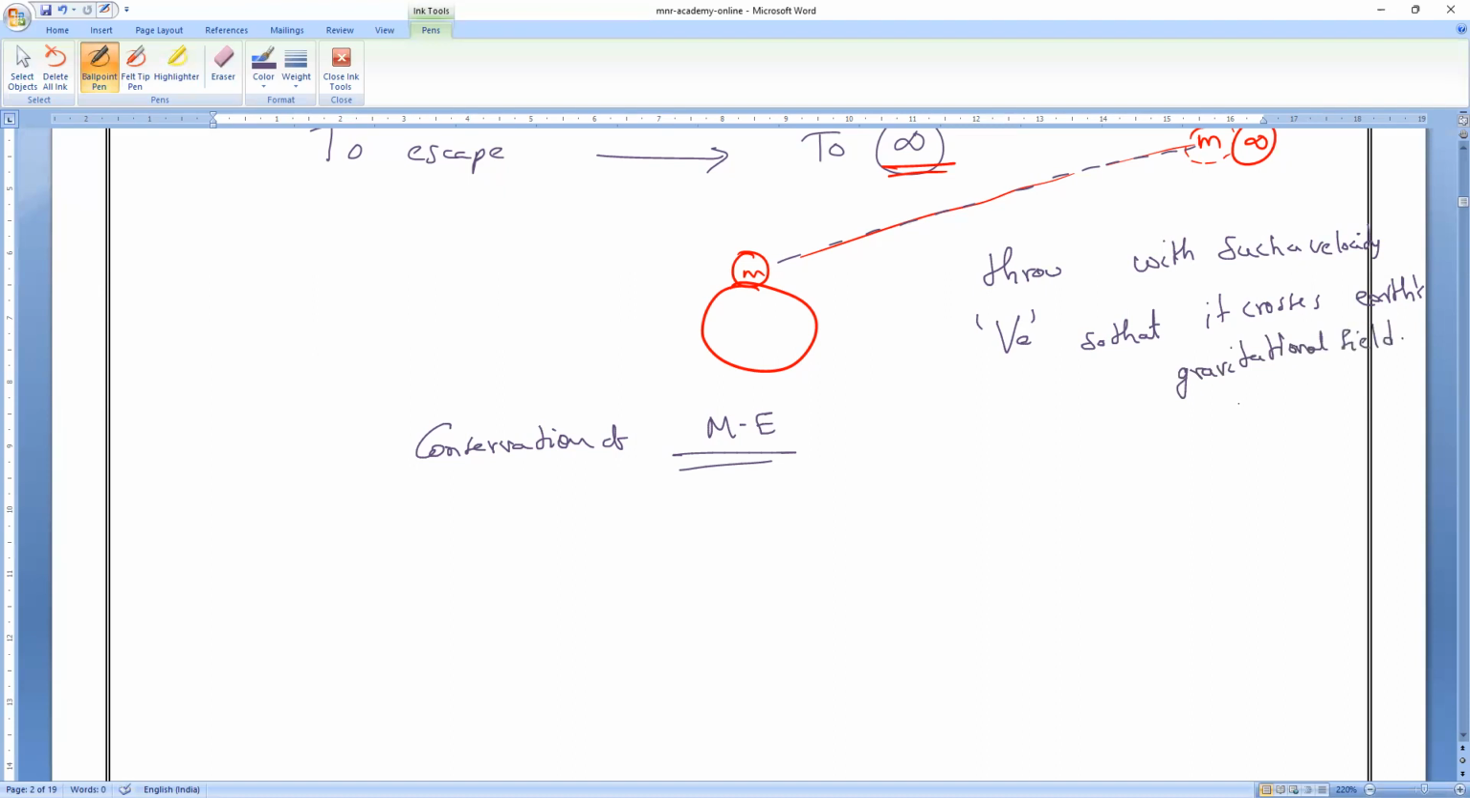At the infinity point also, what is the final velocity? We all know it is 0. Of course, if it reaches the infinity point, potential energy is also 0. As the velocity is 0, kinetic energy is also 0.